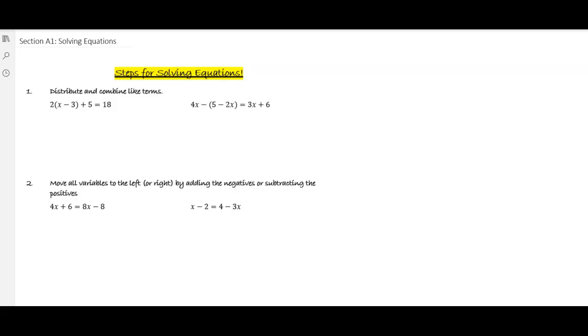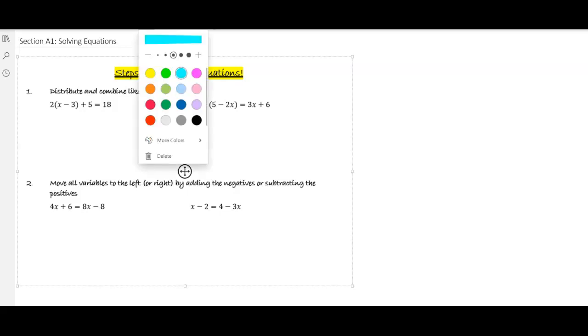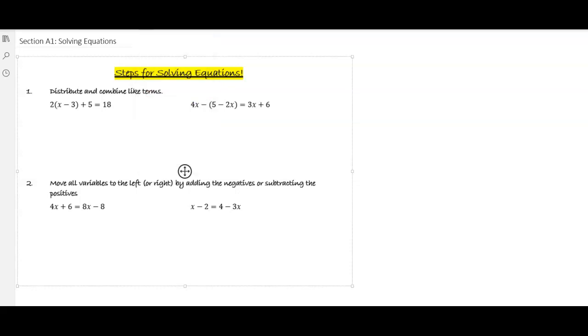Okay, so this video is going to go over section A1, which is just a review of solving equations from Algebra 1. And remember, we have some different steps for solving equations. The first step you always do is try to distribute and combine any like terms that are on the same side of the equal sign.